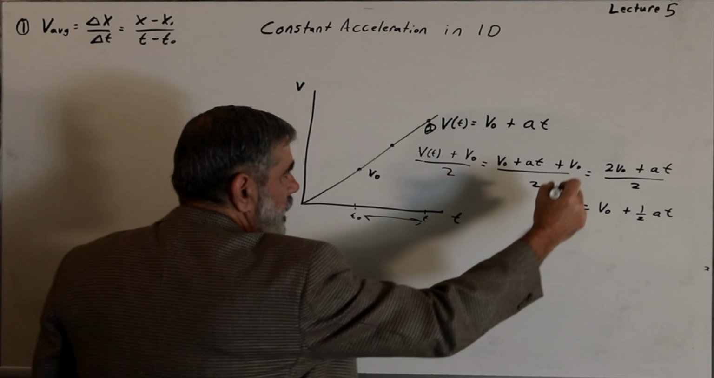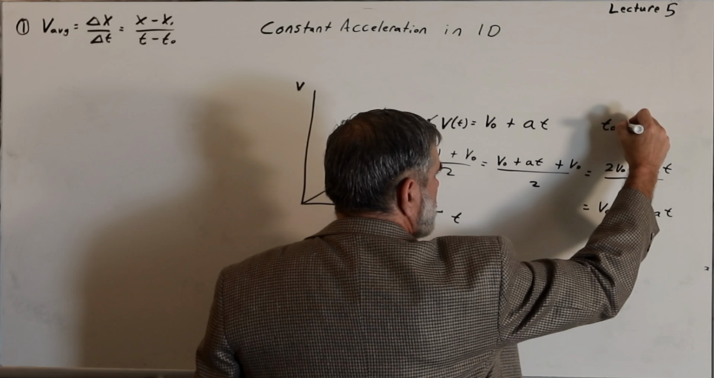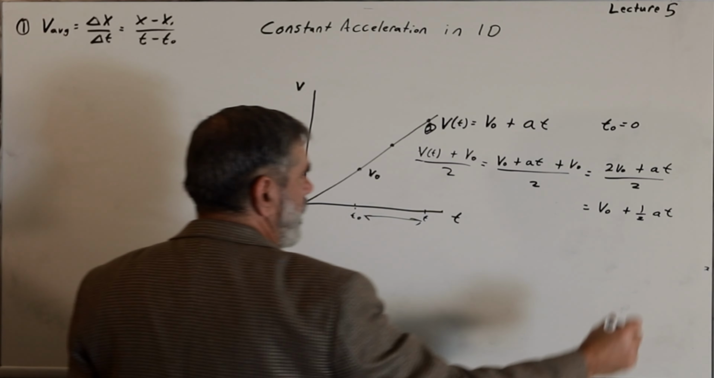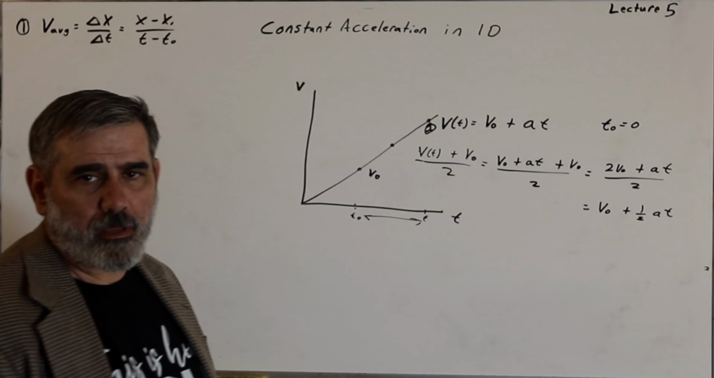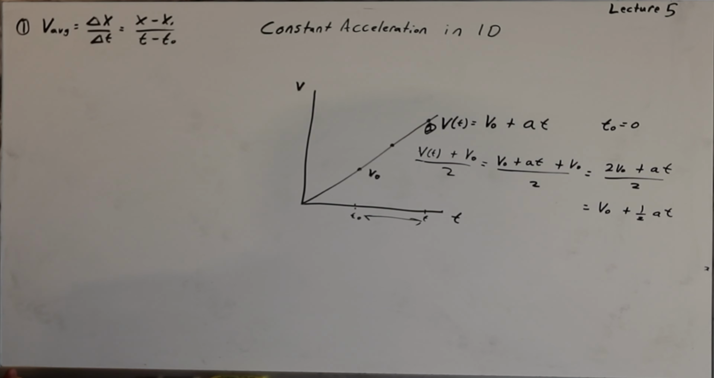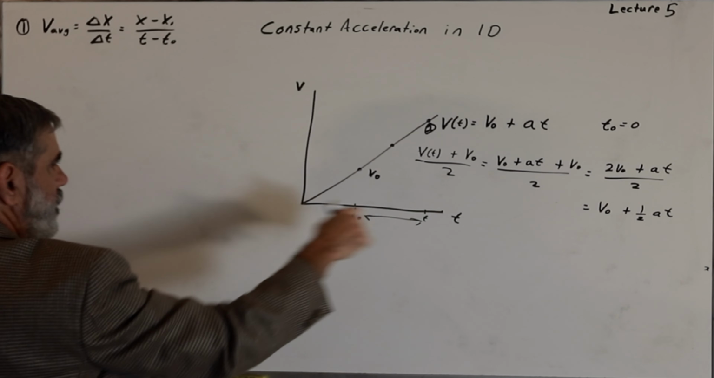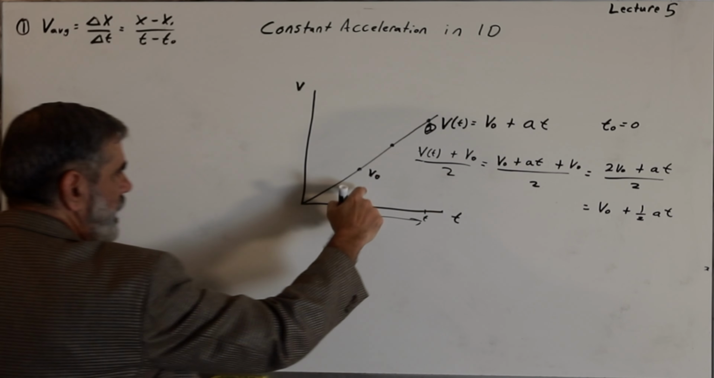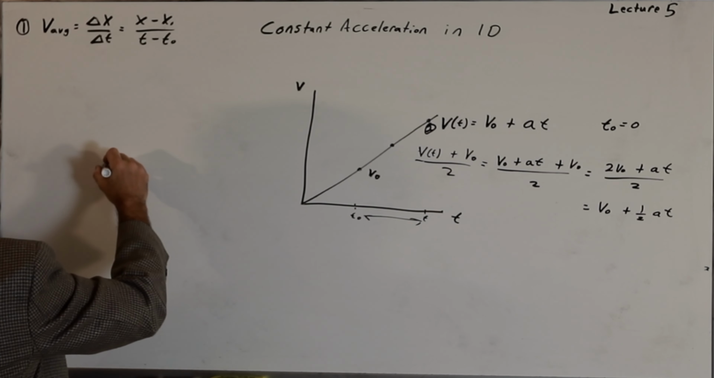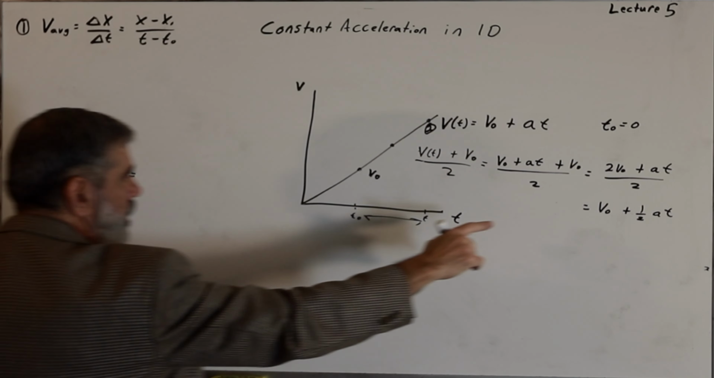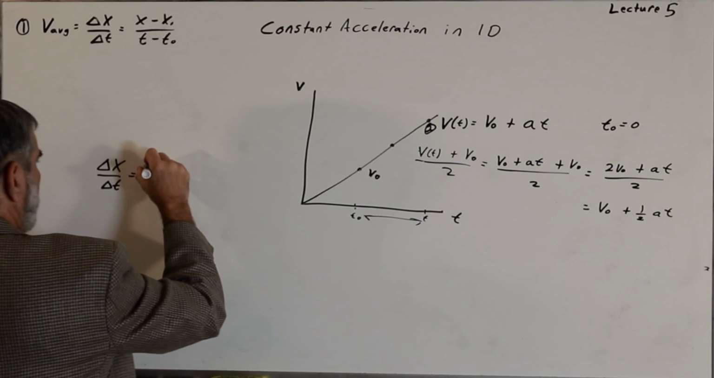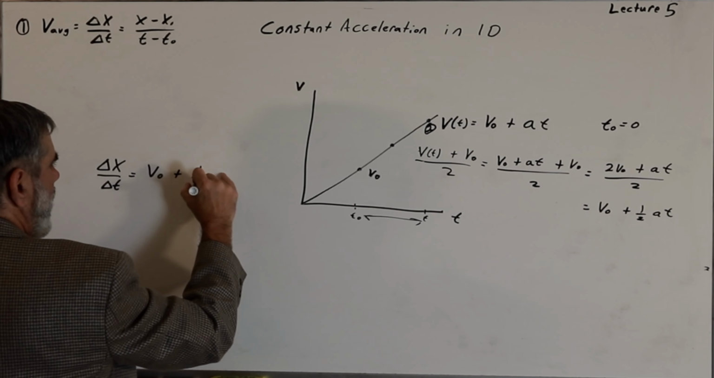And I'm going to note here that t naught is equal to 0, right? Therefore, delta t and t are the same thing, because delta t is t minus t naught. If t naught is 0, then delta t is just equal to t. And now I want to use this definition of average velocity with this equation that I have here that resulted from taking an actual average. And here's how I'm going to do it. I'm going to say delta x over delta t is equal to this average velocity, v naught plus 1/2 at.